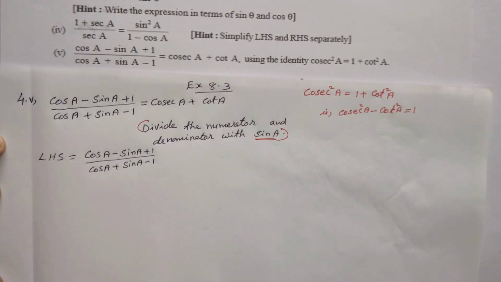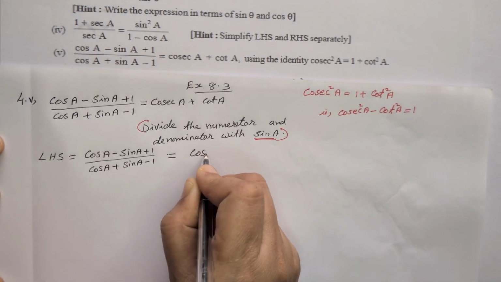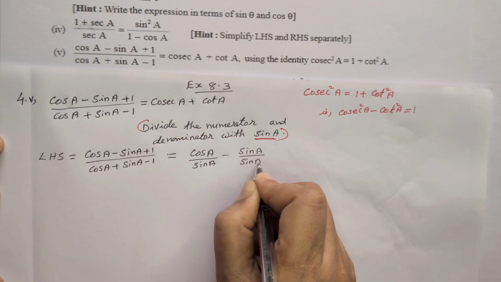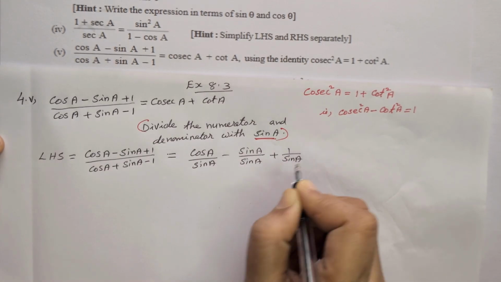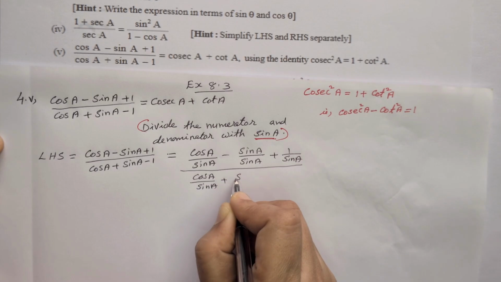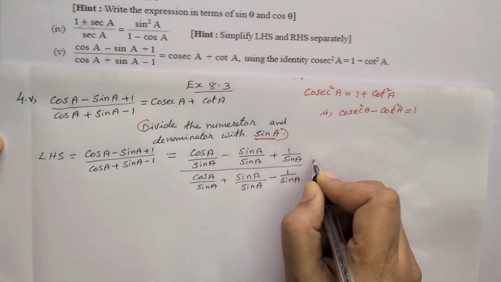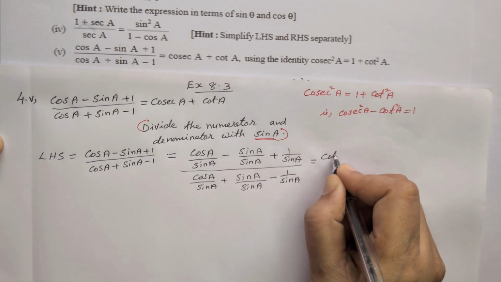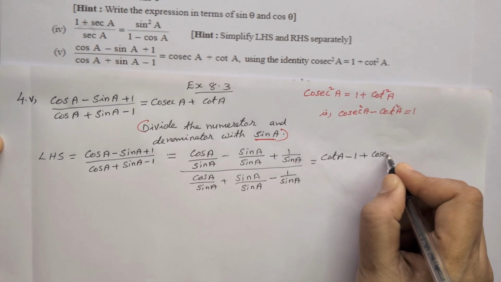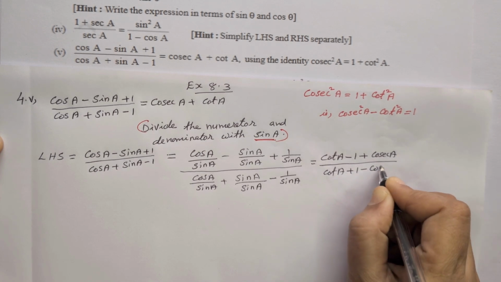When we are dividing each and every term of the numerator and denominator of the LHS, we can write cos A by sin A minus sin A by sin A, each and every term, plus 1 by sin A. That's the numerator, divided by again cos A by sin A plus sin A by sin A minus 1 by sin A, which is equal to cos A by sin A is cot A, minus sin A by sin A is 1, plus 1 by sin A is cosec A, divided by here cot A plus 1 minus cosec A.